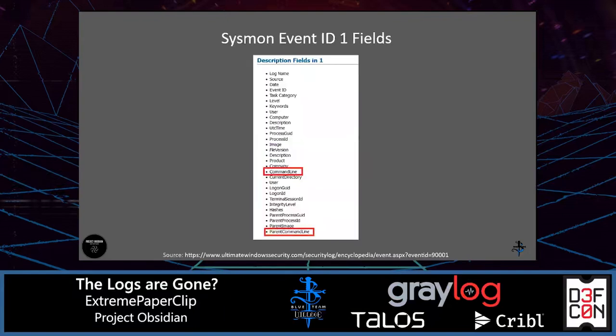Okay, we see in this article that it lists the fields in Sysmon event ID 1. And two interesting fields pop up here: command line and parent command line. So for the notes, as a threat hunter, we would add this information we've discovered about Sysmon event ID 1, including any source URLs. We would add this to our notes and continue.